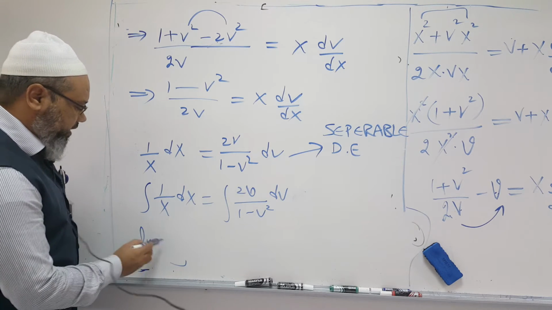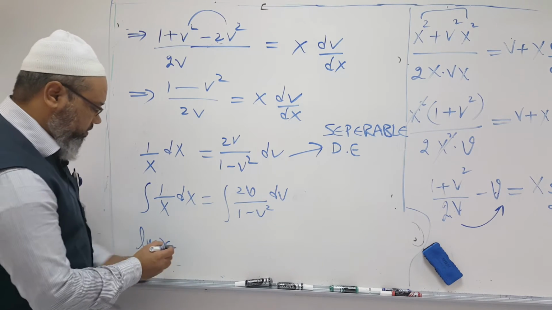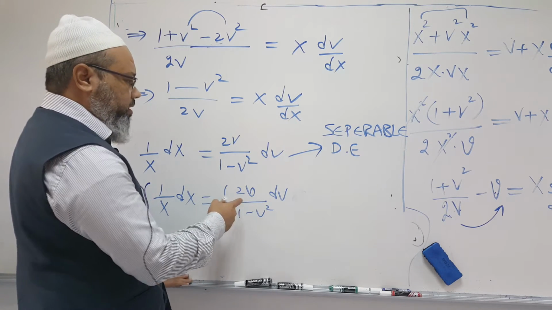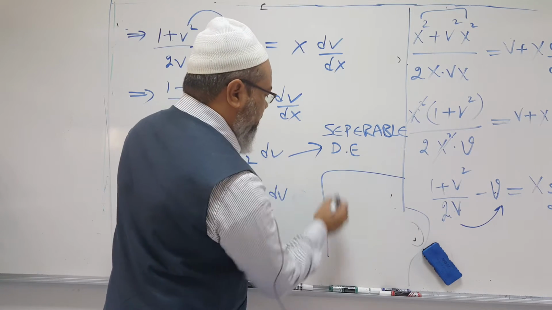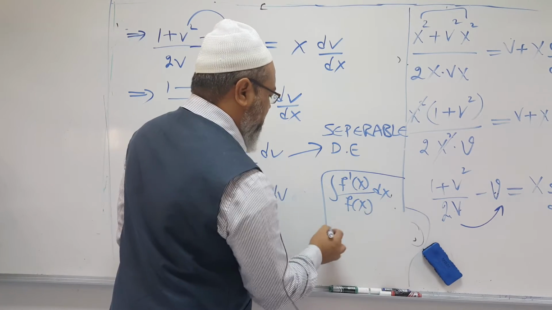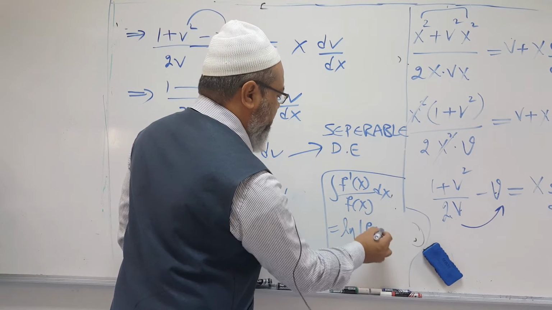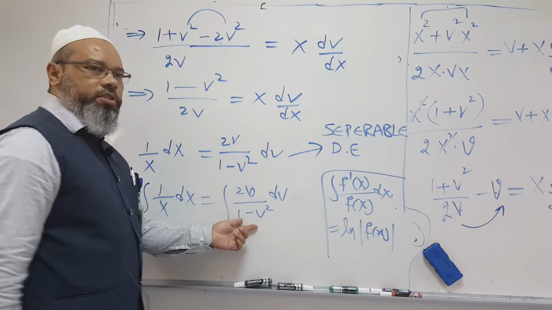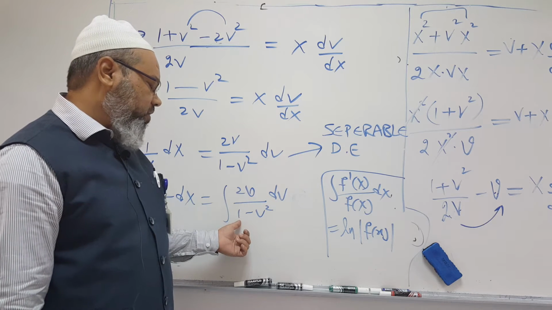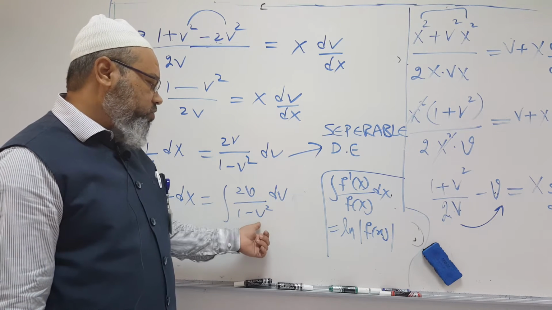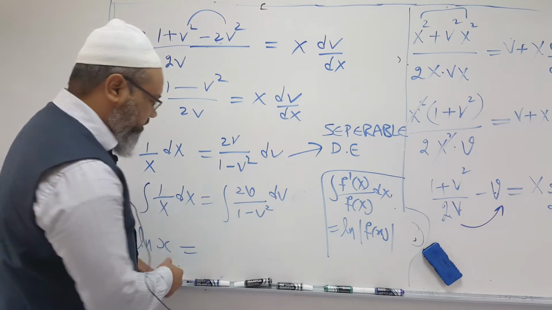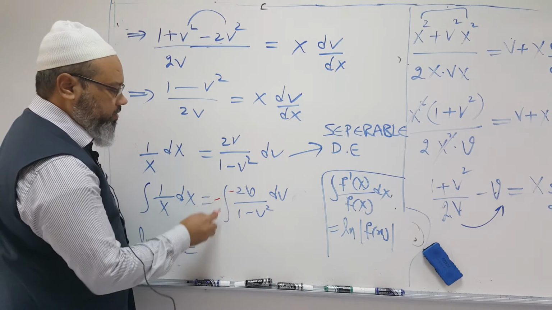Integral 1 over x is ln x, the standard formula. If you remember in integration, one rule is there: integral f dash x by f x dx is ln mod denominator. So here, what is the denominator? 1 minus v square. If we differentiate, the derivative is 0 minus 2v, yes, 2v is there, but minus is missing. So we can balance the minus, minus here and minus here.